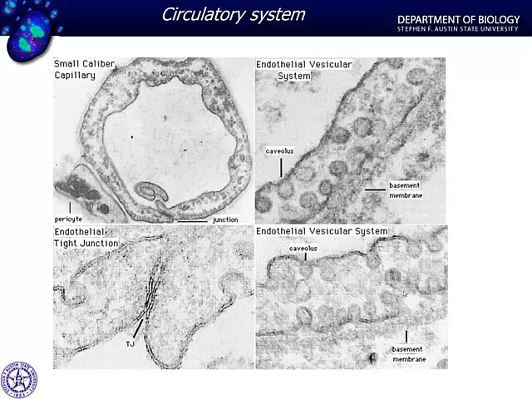Here are some electron microscopic pictures, TEM pictures, and we can see these vesicles, pinocytotic vesicles. In this particular illustration, the author refers to these as a caveolus. Caveolae, remember, we referred to these when we were talking about smooth muscle, the storage compartments of calcium. I prefer to call these pinocytotic vesicles when we refer to endothelial cells.